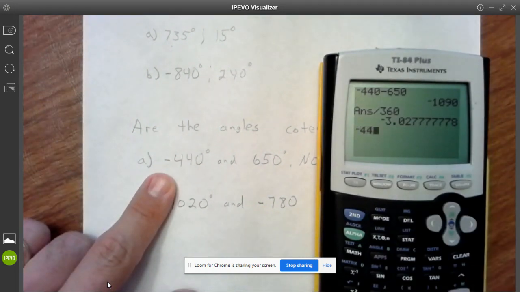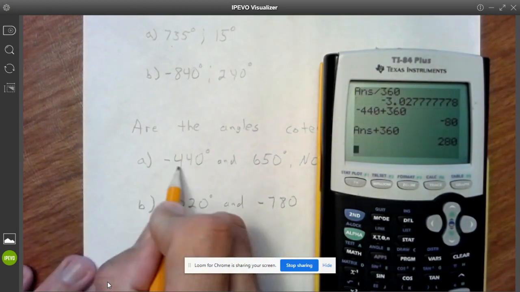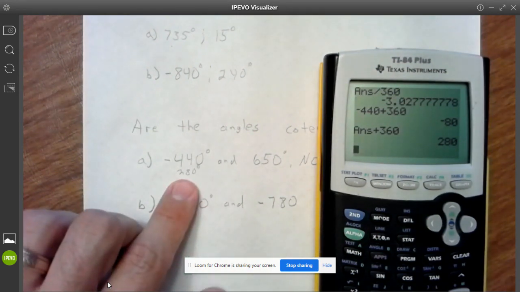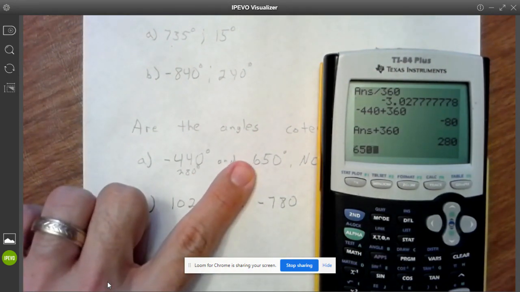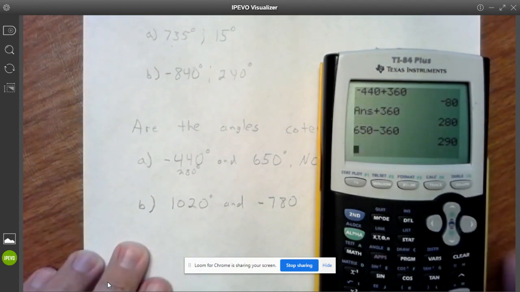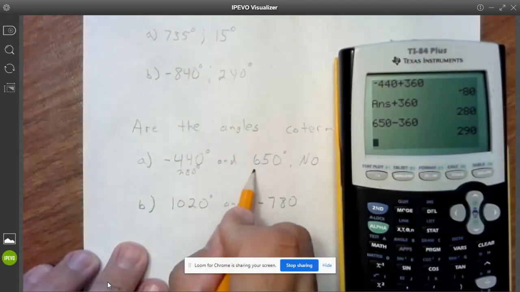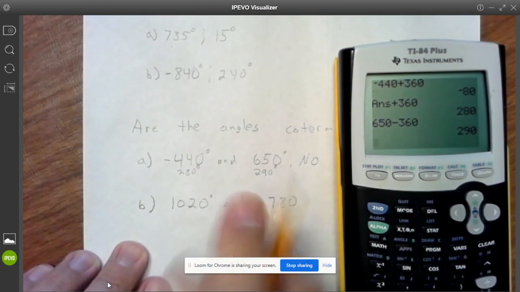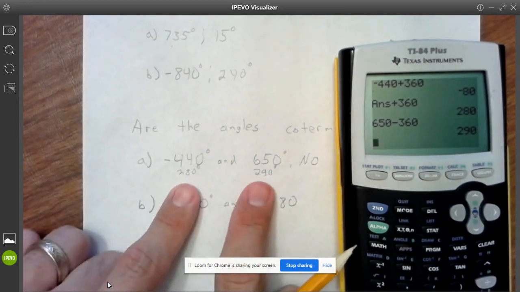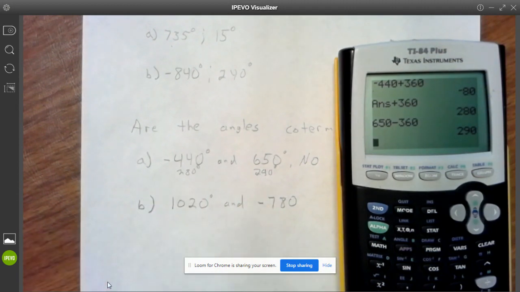So negative 440, if I keep adding 360, 280 is its coterminal angle. And for 650, I would subtract, and there you go, 290. So they're close, they're almost coterminal, but they are not, because their coterminal angles between 0 and 360 are different.